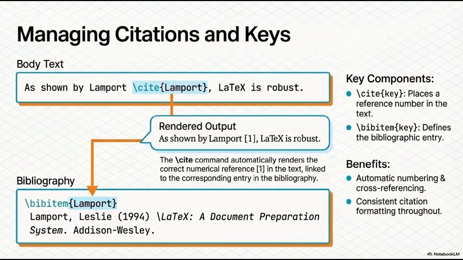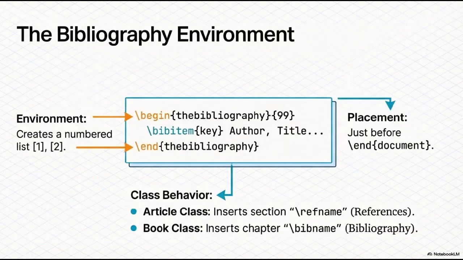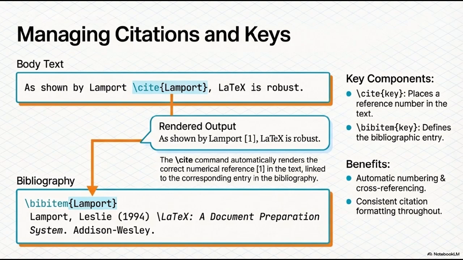So here's what that looks like in practice. That 99 part at the top, that's just a placeholder. It tells LaTeX how much space to leave for the reference numbers. Then you have your bibitem command with a key. I used Lamport and the full citation. So now, anytime I want to reference this book in my text, I just type cite Lamport, and bam, LaTeX automatically puts the correct reference number right there.